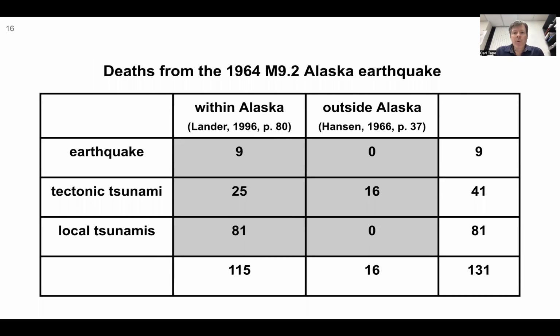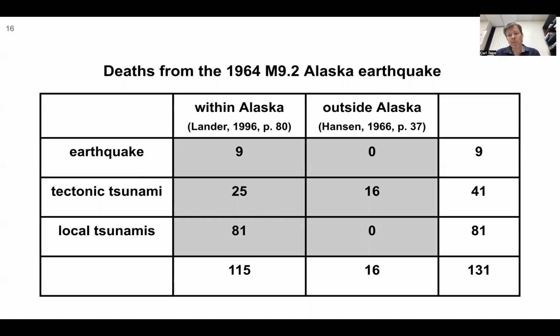So we'll start with a plot breakdown of deaths from the 1964 magnitude 9.2 Alaska earthquake. First of all, there weren't a lot of deaths. Fortunately, there weren't a lot of people living in Alaska, and those who were living there were not in widely hazardous situations. So what we have is deaths within Alaska due to the earthquake shaking directly, the tectonic tsunami, and the local tsunamis. So it's a useful way to recognize there are different ways to die in earthquakes, and you can be close and you can be far as well.